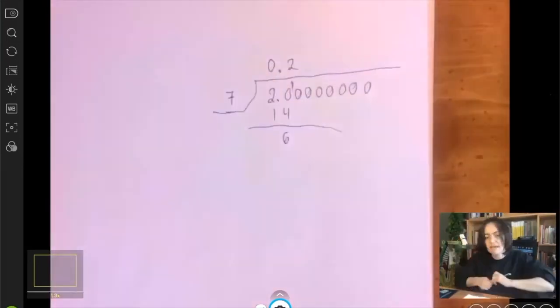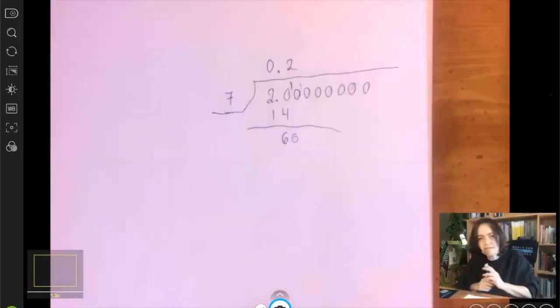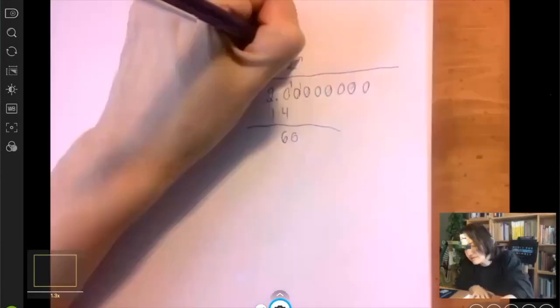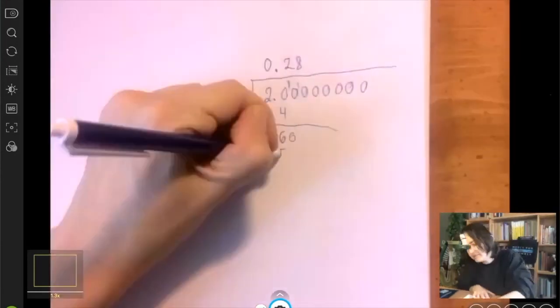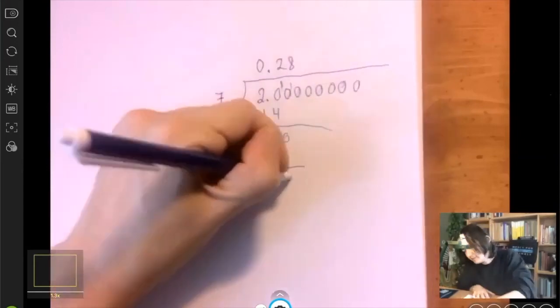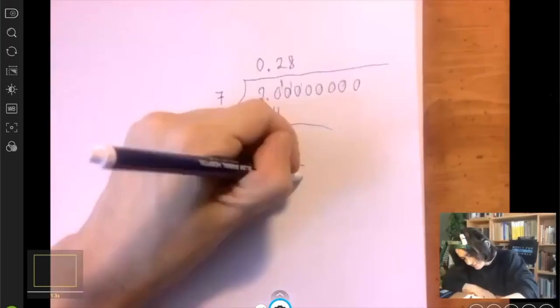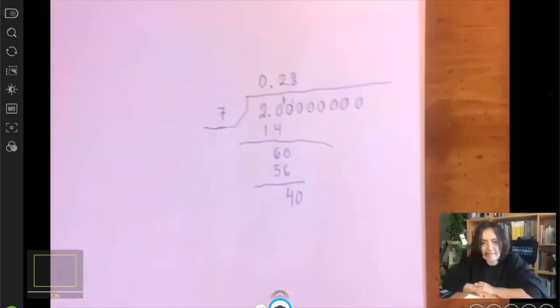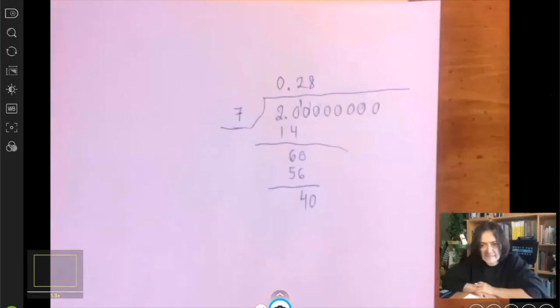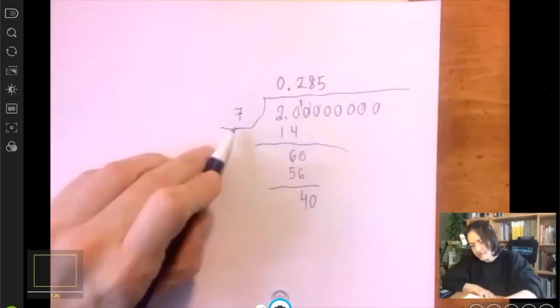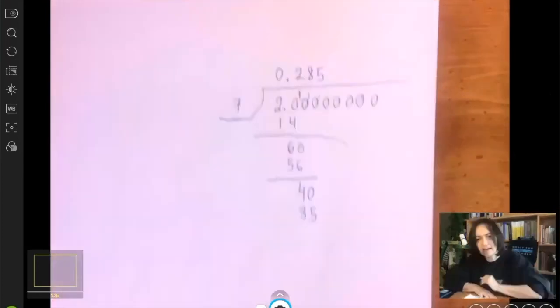And now we bring down the next 0, 60 divided by 7. 8. 8 times 7 is 56. Very good. We subtract. Bring down the next 0. 40 divided by 7. I'm gonna put 5, because 5 times 7 is 35. We subtract. We get 5.